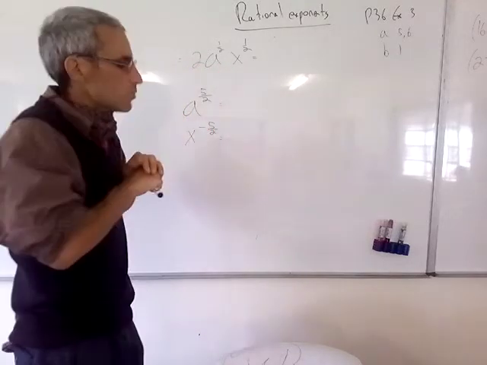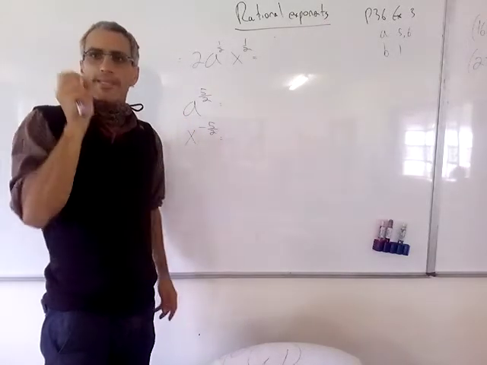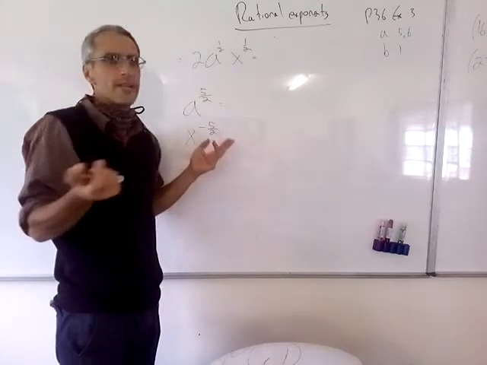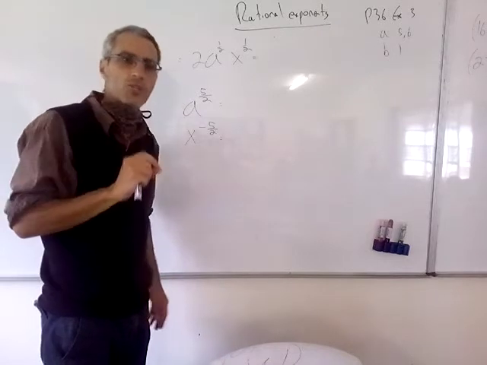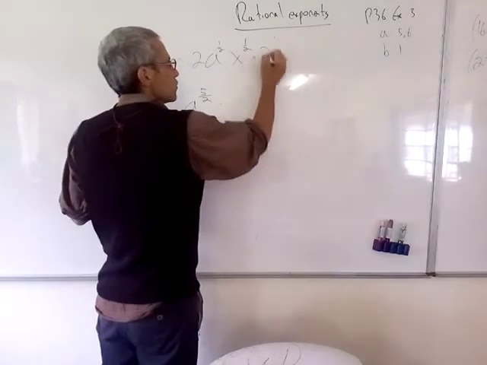You can leave it like that. Mathematically, that's absolutely fine. But I think it's really important and aesthetic to be able to write it in the next way. Okay, and I'll explain. So 2 you leave like that.